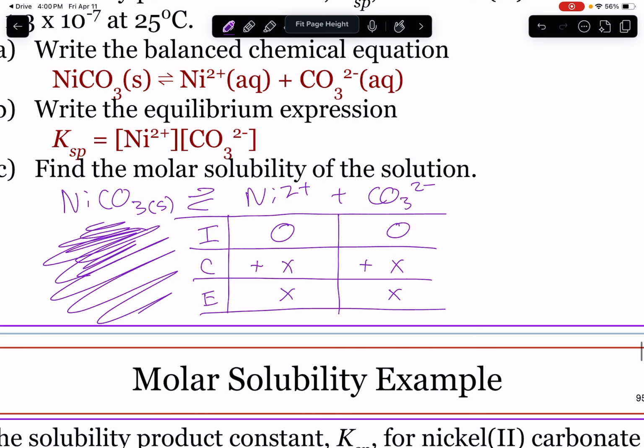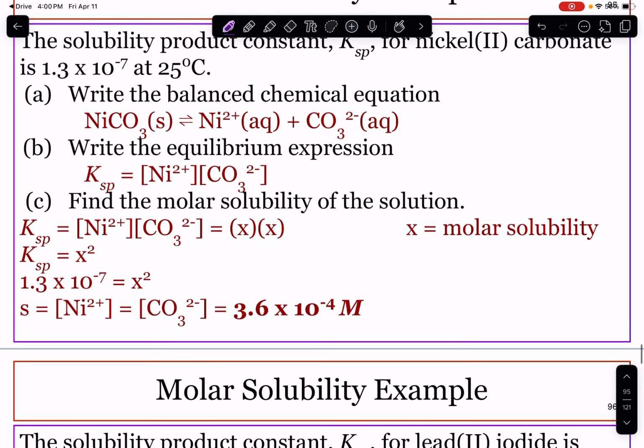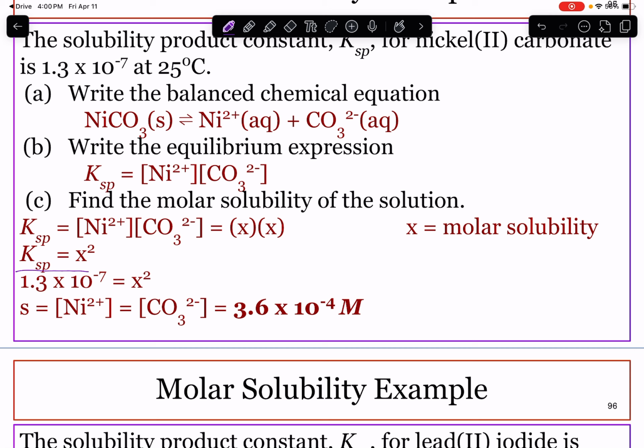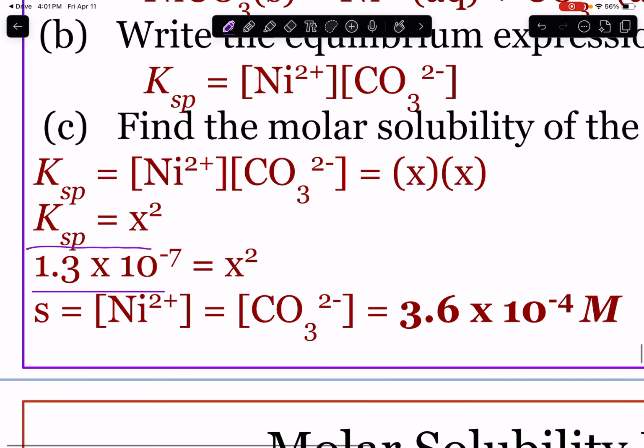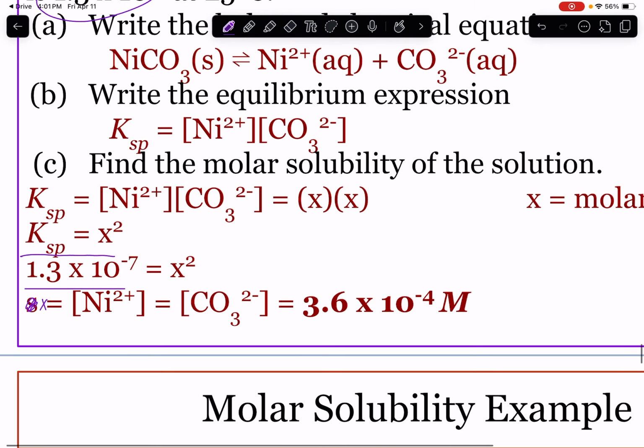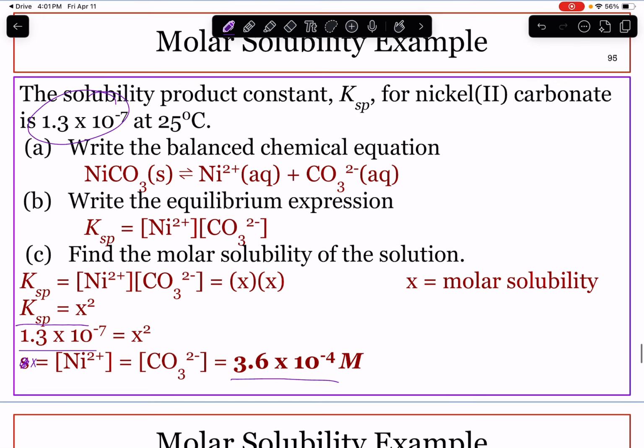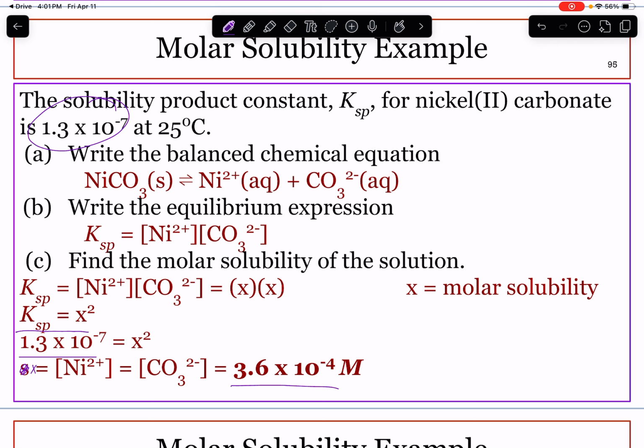If you plug in X for nickel and X for carbonate, it looks like we have KSP equals X times X, which could be simplified as KSP equals X squared. The KSP value is given at the very beginning of the problem right here, so plug that in for KSP. X is equal to the nickel ion, which is also equal to the carbonate ion. When you take the square root of your KSP, we get this value. Pause to see if you can digest this information.